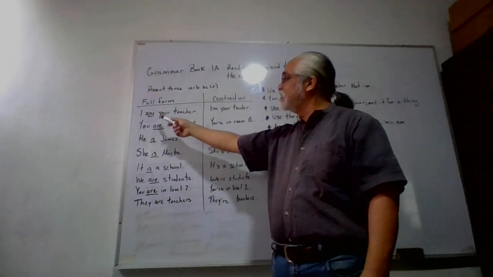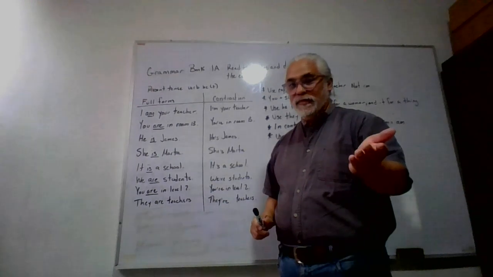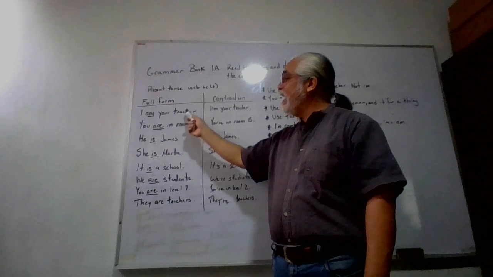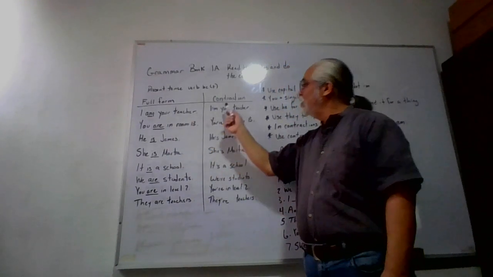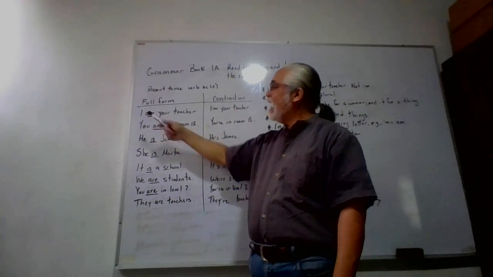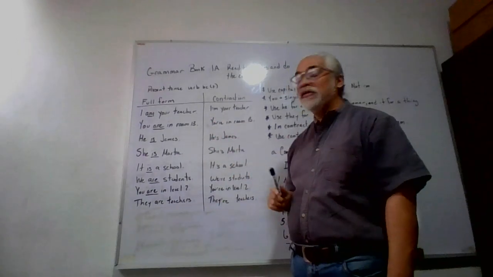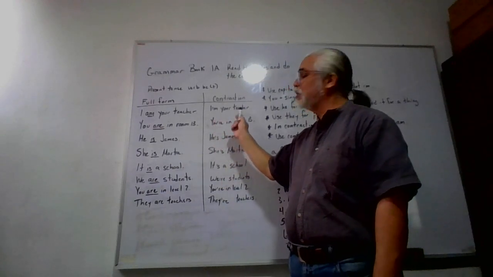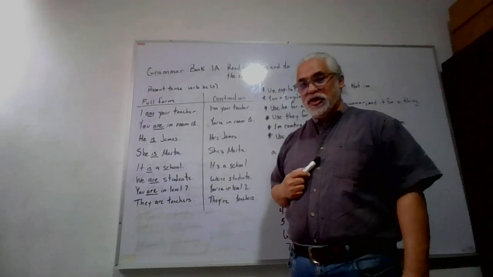The first sentence says, I am your teacher. I'll say it again. I am your teacher. Okay. If you look here under our contractions, I took the A out, put in an apostrophe, and now it's a little different. Same, but it's pronounced I'm your teacher. I'm your teacher.